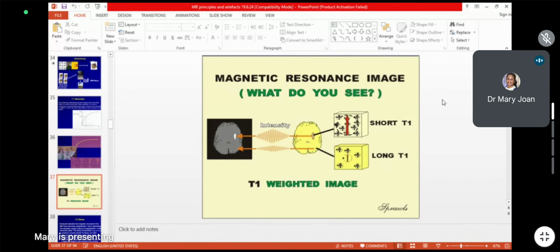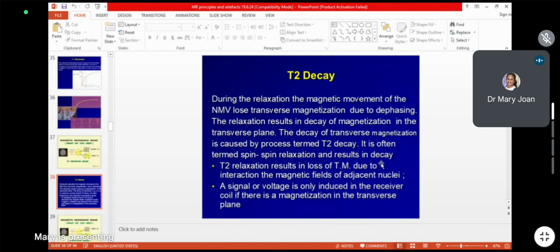Depending on the intensity of the signal, we have either short T1 or long T1. When the intensity is higher, we get a short T1, and when the intensity is smaller, we get a long T1. So this gives rise to the T1 weighted image.